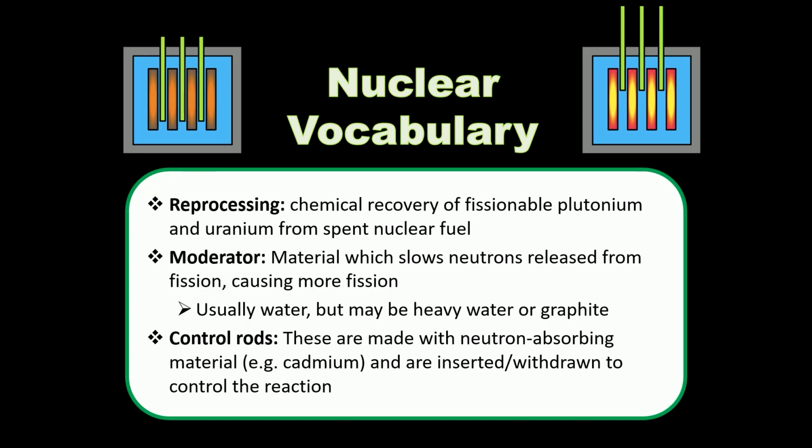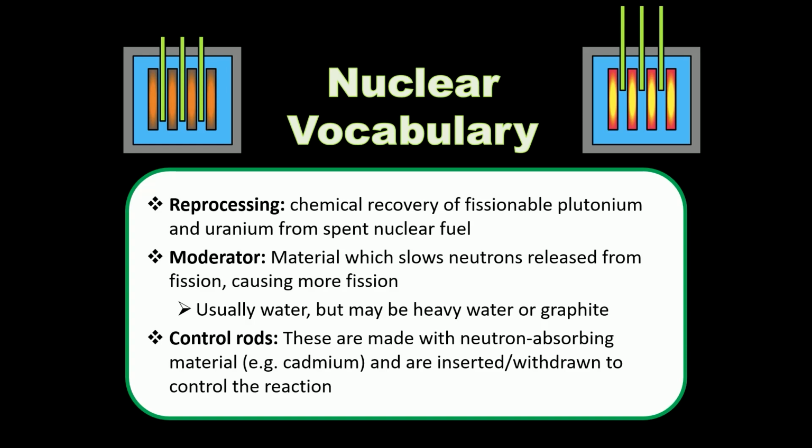A moderator is a material which slows down the neutrons after they are released from the fission reaction. And note here it says causes more fission. This can be a hard concept to wrap your head around sometimes, because you would think the faster the neutrons are, the more vigorous the reaction would be, right? That if they're hitting the nuclei harder, it's going to shatter it even more, that'll release more energy, more neutrons, and you'll get even more fission reactions.